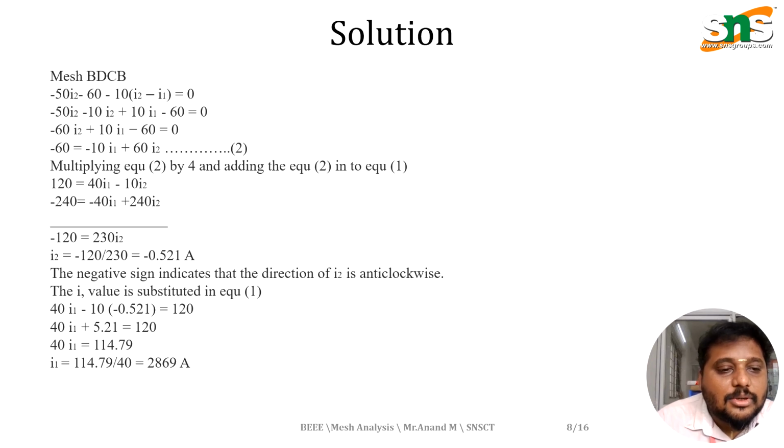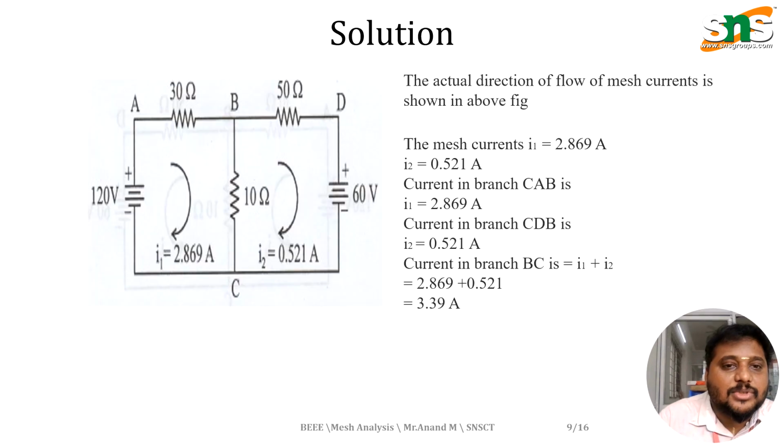This value is substituted in equation 1, that is 40 I1 minus 10 times the I2 value, minus 0.521, equal to 120. Then you get the value of I1. So finally, with the help of KVL and Ohm's law, you get the values of I1 and I2. The actual direction of the mesh current flow is shown in this figure. The mesh currents are I1 equal to 2.869 amps and I2 equal to 0.521 amps.